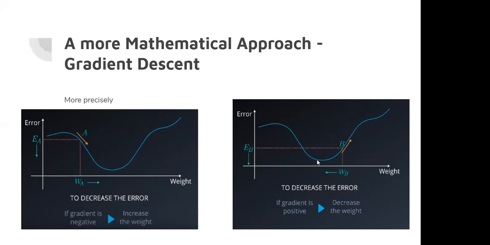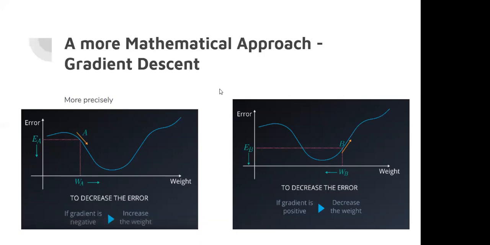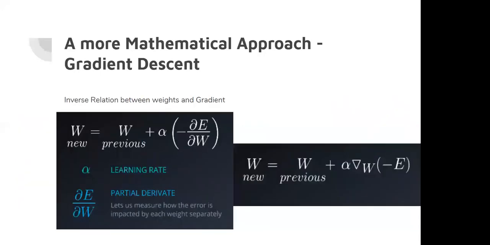Similarly, on the left hand side, you want to decrease the error. You calculate the gradient and you see the gradient is negative. What you want to do is increase the weight. So remember, gradient is positive, you want to decrease the weight. Gradient is negative, you want to increase the weight. There is an inverse relationship, the negative of the gradient, and that's exactly what we are going to do. So there is an inverse relation between weights and the gradient.